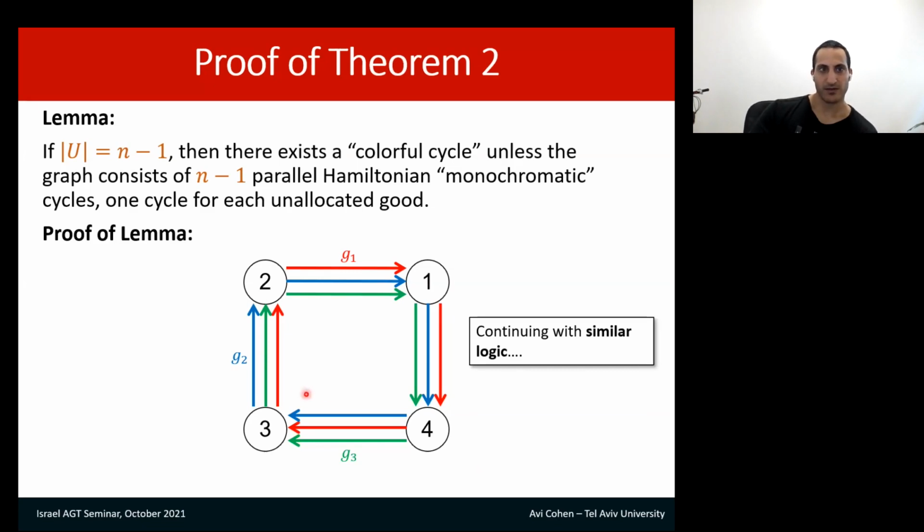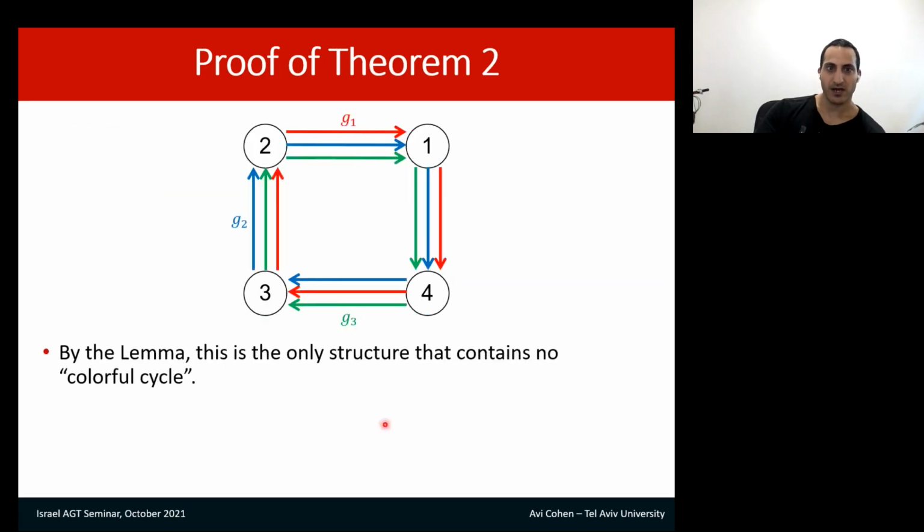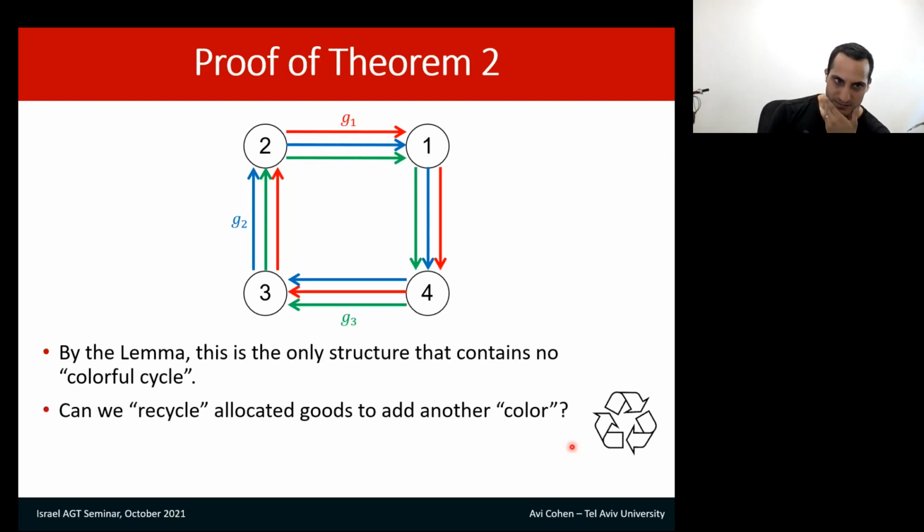So at this point, given the lemma, we have a structure where there is no colorful cycle, but can we do something to add another edge, to add a color? This is where the recycling idea comes in. Can we use a set of allocated goods to add another color to this structure?